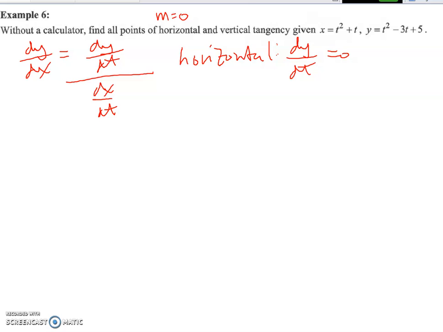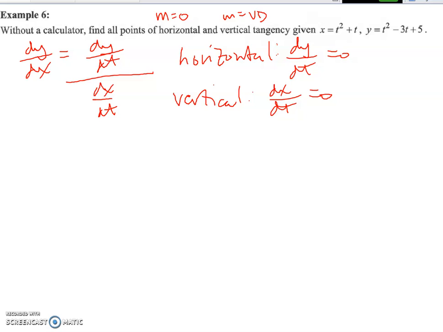Now for vertical, we want my slope to be undefined. And to make my slope undefined, for the vertical, I want the denominator to equal 0. So I want dx dt to equal 0. And so that's what we're going to do. To find the horizontal, we set dy dt equal to 0. For vertical, we set dx dt equal to 0. So let's start with the horizontal.